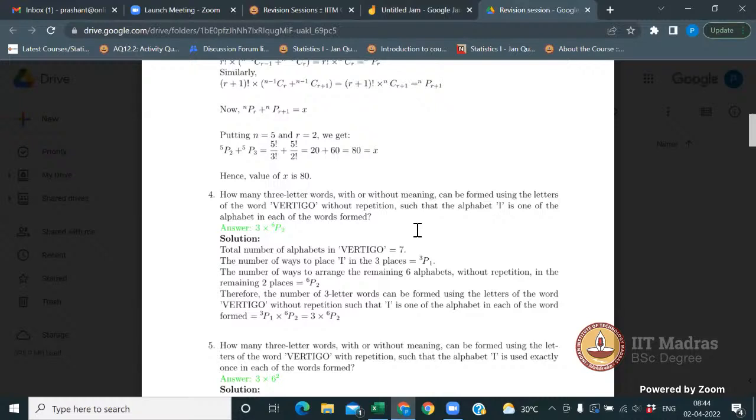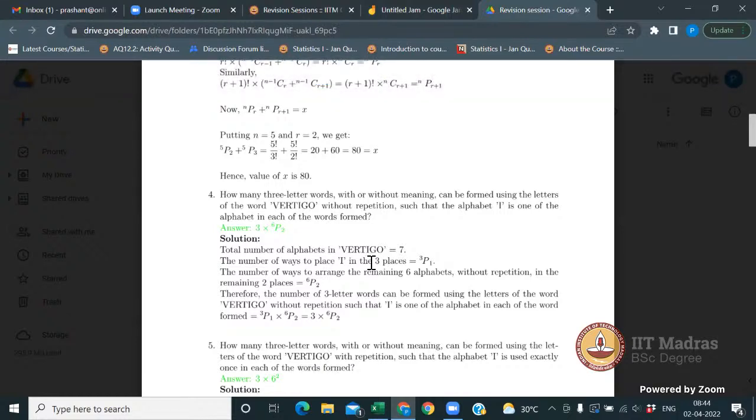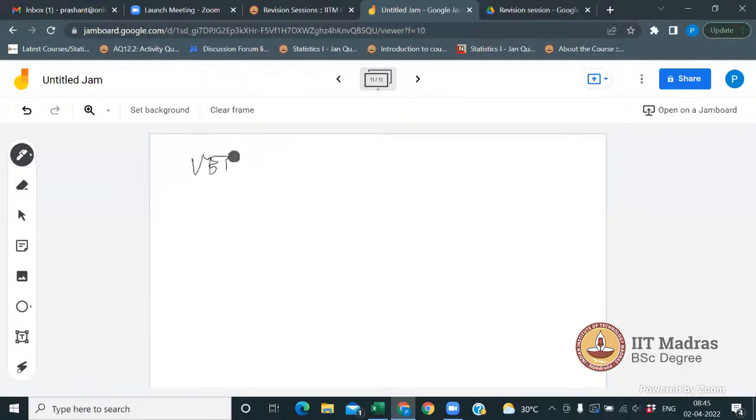Suppose I didn't get this multiplication part, why we did 3 into. See, you have to make 3-letter words, and there is a condition that I will be one of the alphabets. You have to consider this one, and the remaining 2 places you have to fill. So it occurs simultaneously. The word Vertigo is there, and the condition is that I is fixed at any of the places. That means three ways, and the rest of the two places you have to fill, right? I got it, sir.